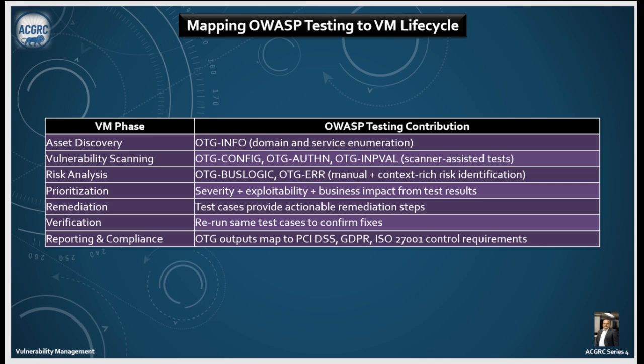And a final thought: the OWASP testing guide helps you find vulnerabilities with precision, while the VM lifecycle ensures you track, fix, and learn from them. Together, they build a stronger, smarter, and more secure application ecosystem.